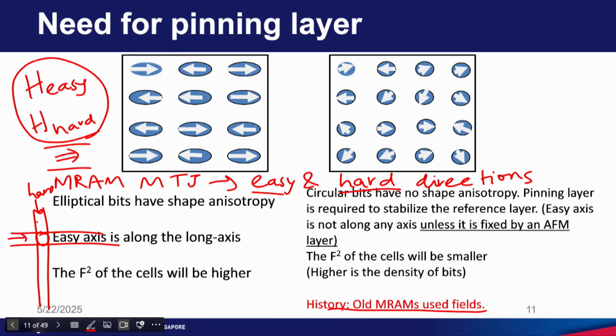So, to define the easy axis and hard axis, there are two possibilities. One possibility is you can use shape anisotropy. If you make elliptical bits, you can say that the easy axis is along this direction, and this is the hard direction. So, this is one possibility. We can use elliptical bits.